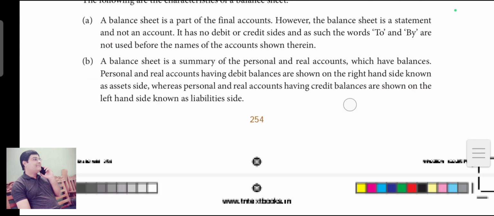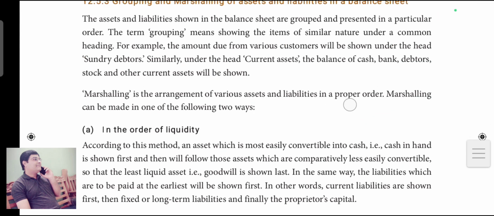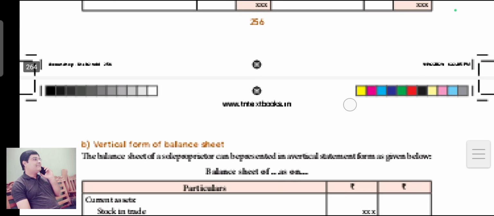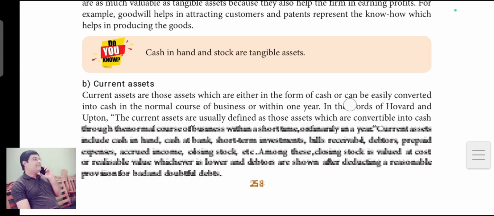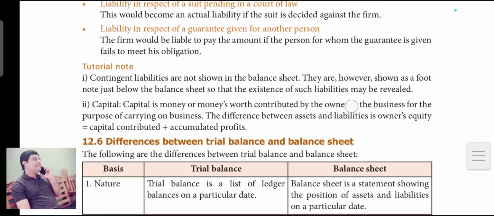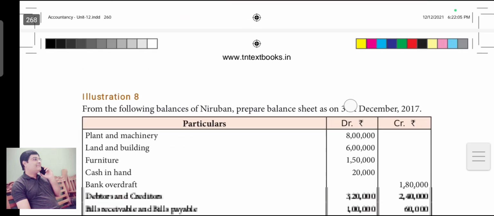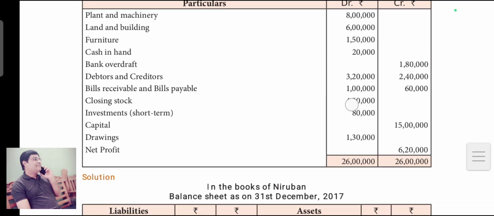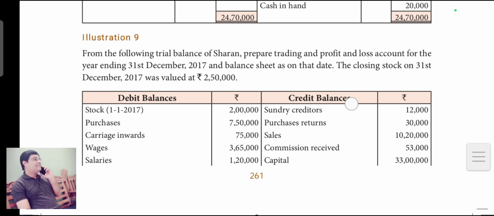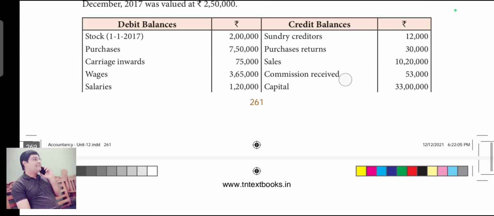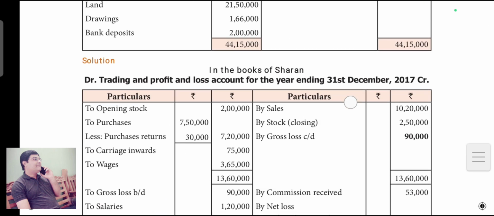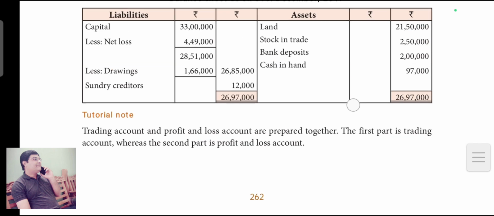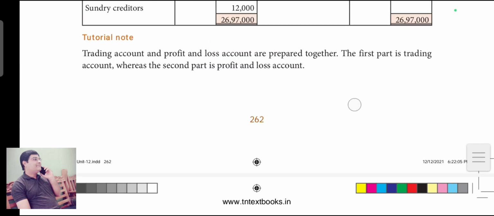Then we move on to balance sheet. In this chapter, balance sheet important sum is illustration 8 and illustration 9 is also for 5 marks, which includes all trading profit and loss account and balance sheet.